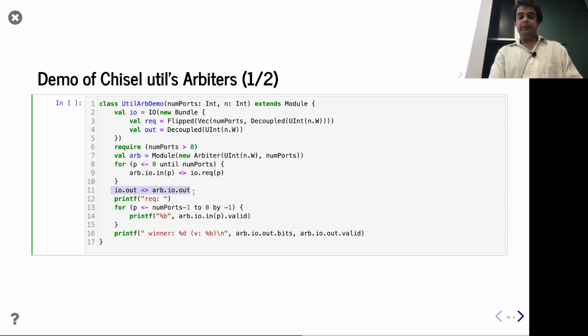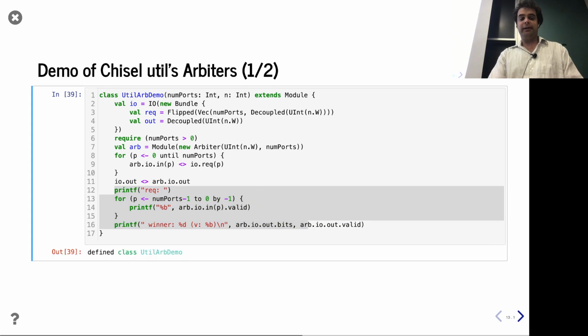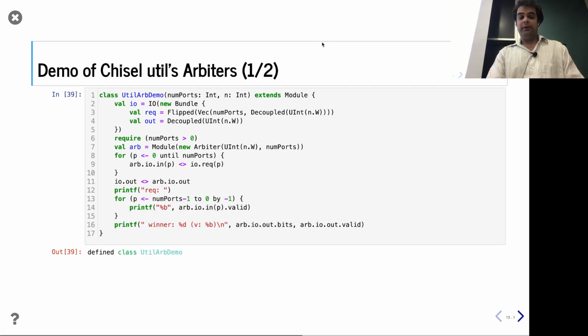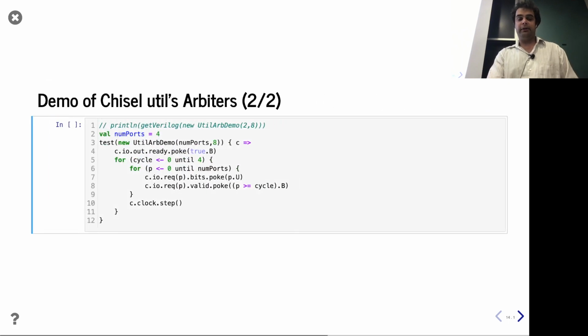Connect up the output too. And then there's some stuff I put in here so we can print the stuff out to make some sense of it in the next slide. Okay, let's go see it. So right now, the internals of the arbiter are kind of a mystery for us. We're just looking at the behavior, right? So let's go ahead and run this little demo.